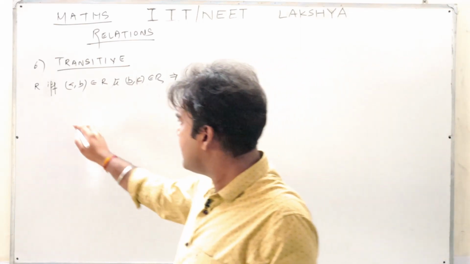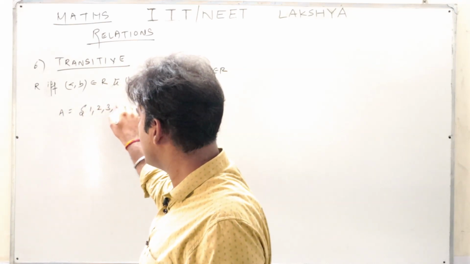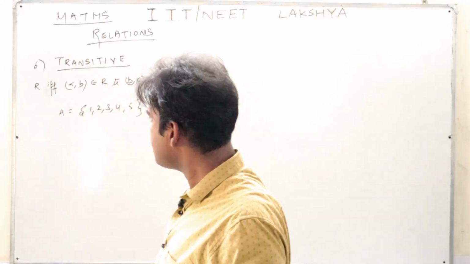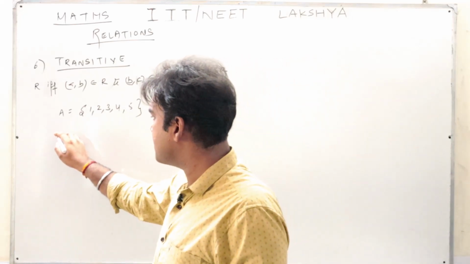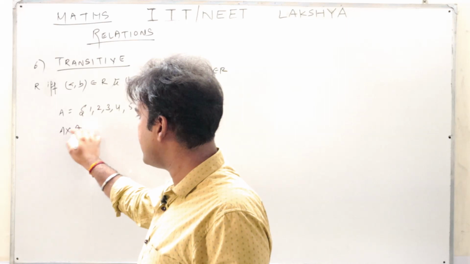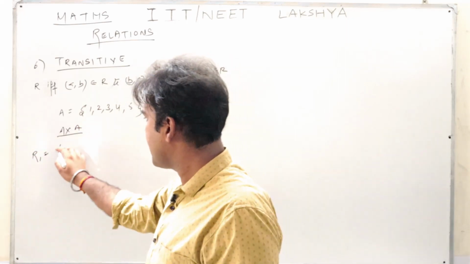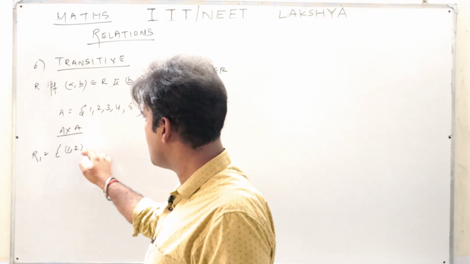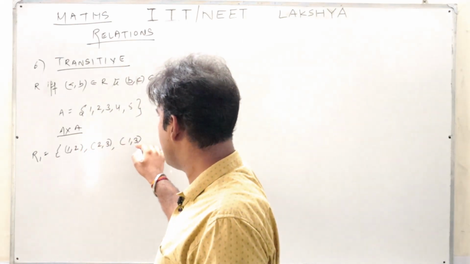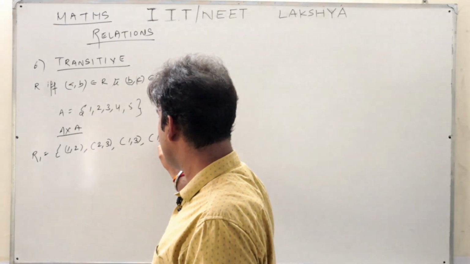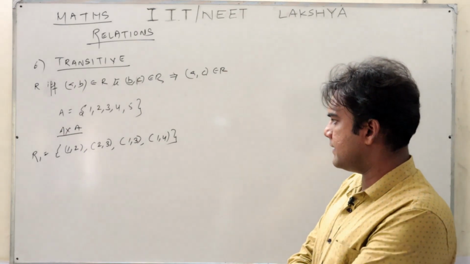For example, let us say your set A is 1, 2, 3, 4, 5. This is your set A. We are having the Cartesian product A cross A, and in that we are defining some relations. Let us say R1 is 1, 2; 2, 3; 1, 3; 1, 4. Let us say this is there.